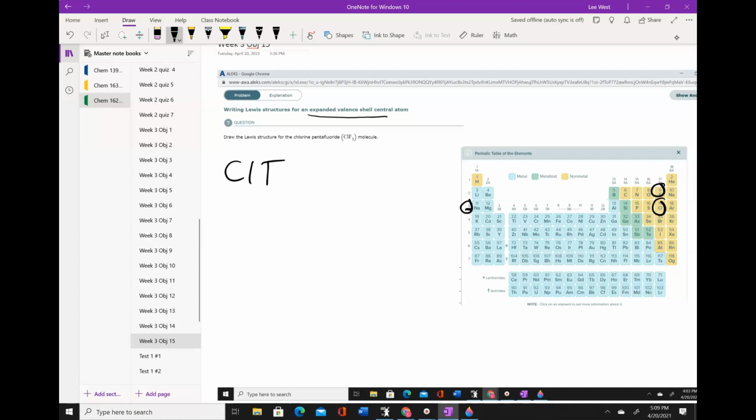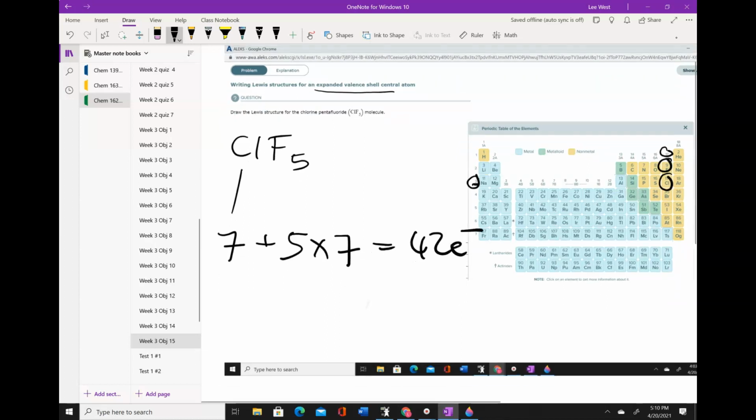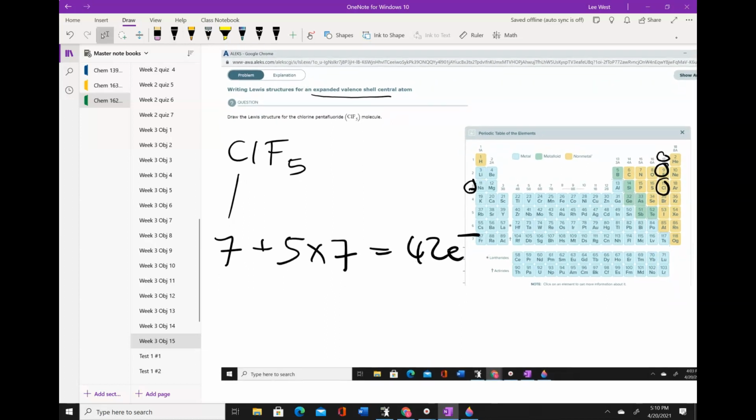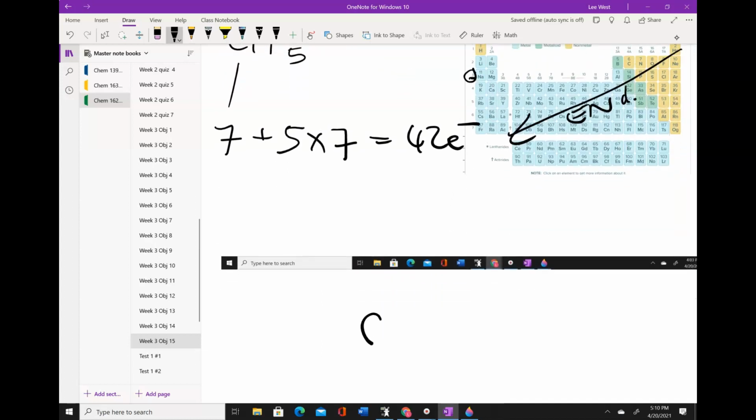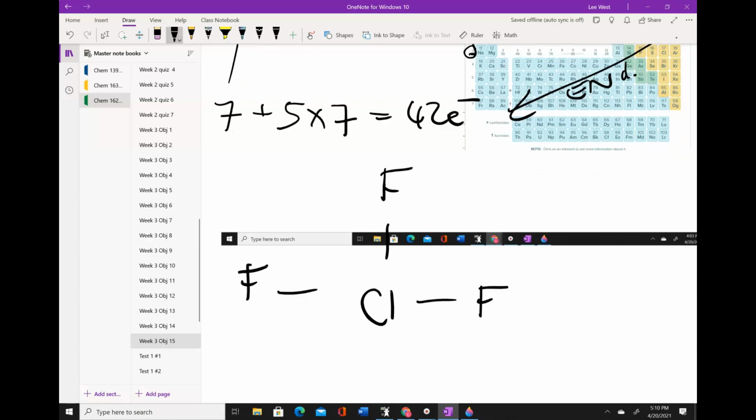For ClF5, we're going to get 7 for the chlorine because it's in group 7A. And then we're going to get 5 times 7 for the fluorines. So 5 times 7 is 35 plus another 7. That's 42 valence electrons. So what atom goes in the middle? The one with the lower electronegativity. Electronegativity decreases that way. We also know that fluorine has the greatest electronegativity, right? So chlorine goes in the middle, and then 5 fluorines on the outside.